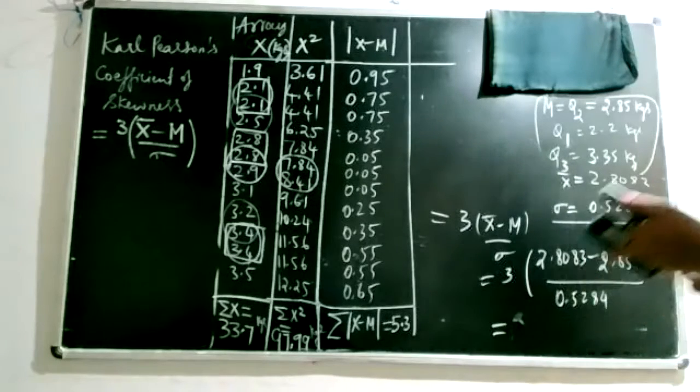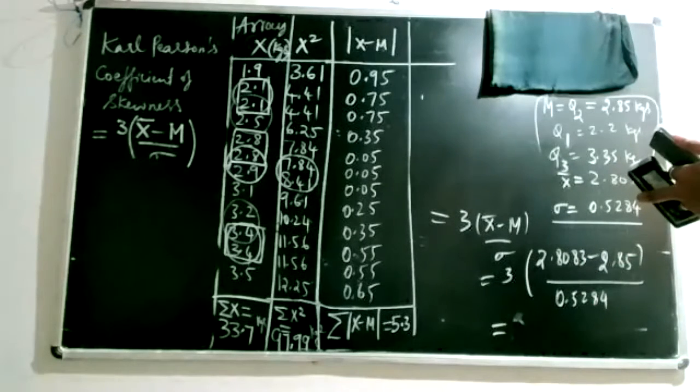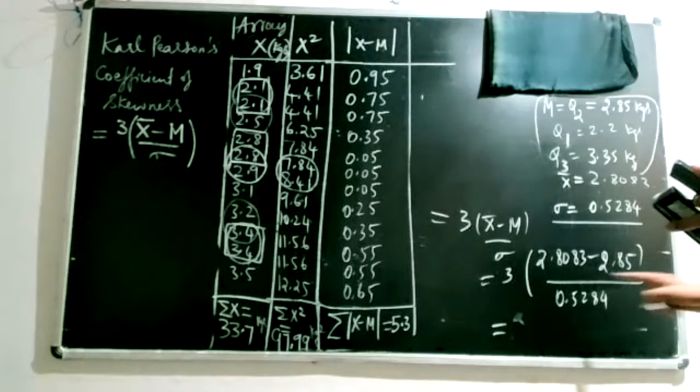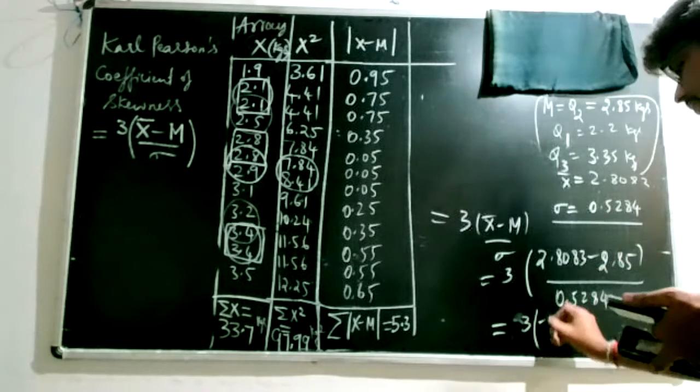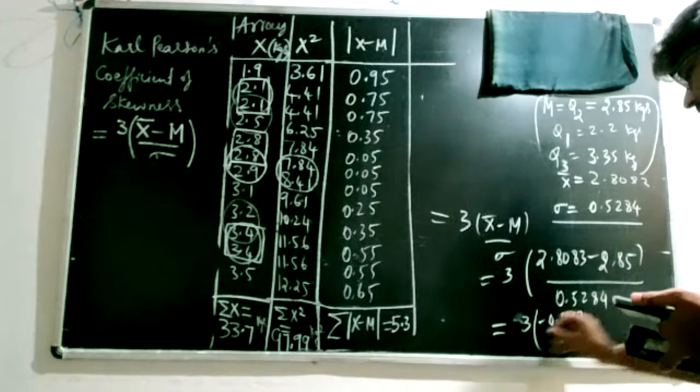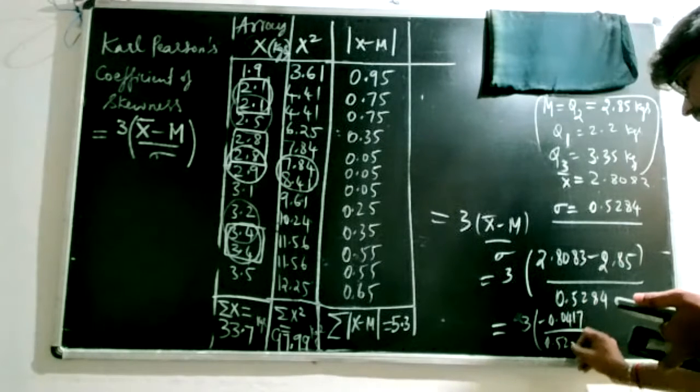0.5284. 2.8083 minus 2.85 is negative 0.417, divided by this.